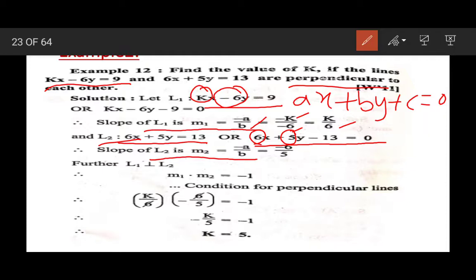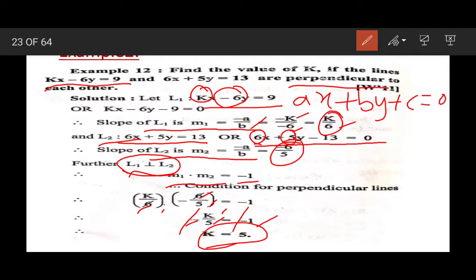Okay. Now lines are perpendicular to each other. L1 is perpendicular to L2. Therefore m1 into m2 is equal to minus 1. Right? m1 is k upon 6, m2 is minus 6 upon 5. Okay, so 6 cancel. What am I getting? Minus k upon 5, that is equal to minus 1. So minus minus cancel. So k is equal to 5.